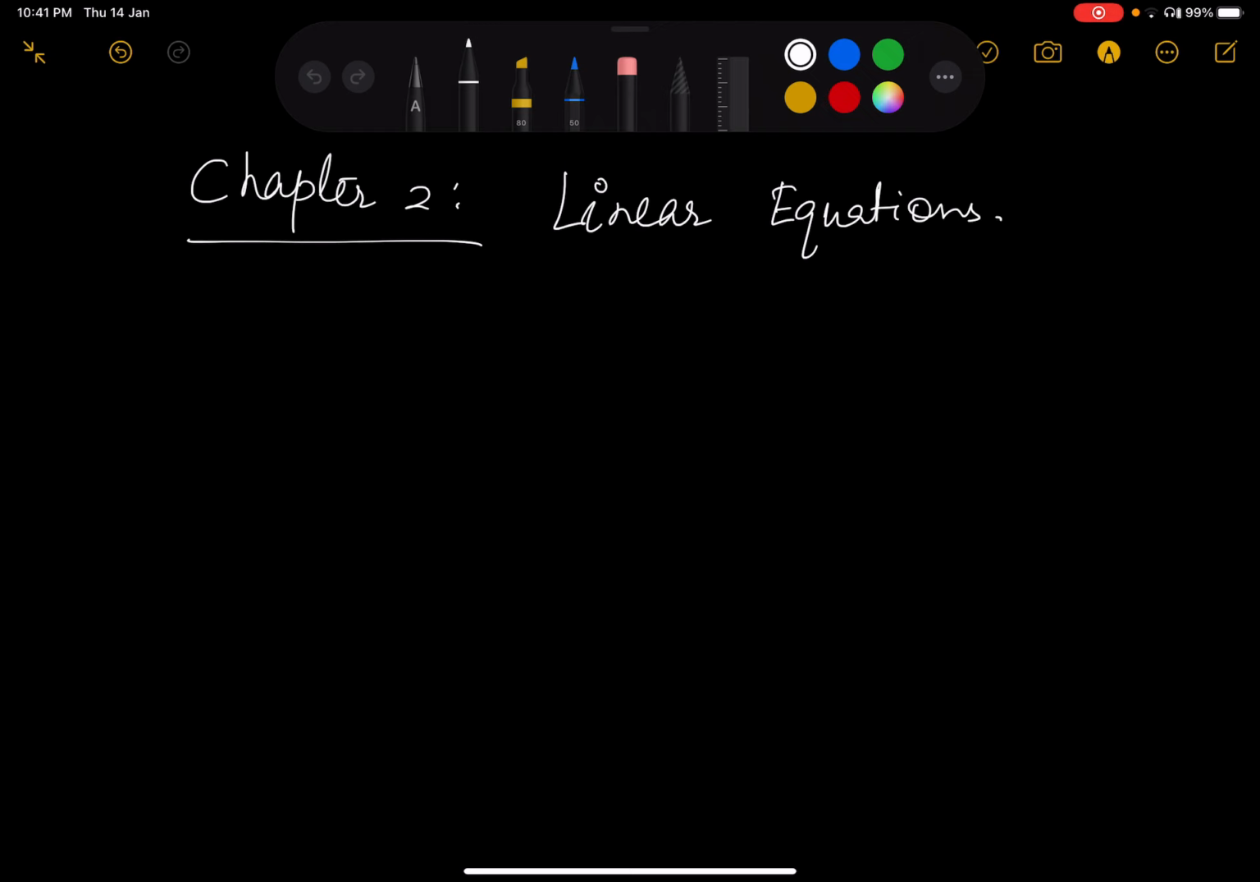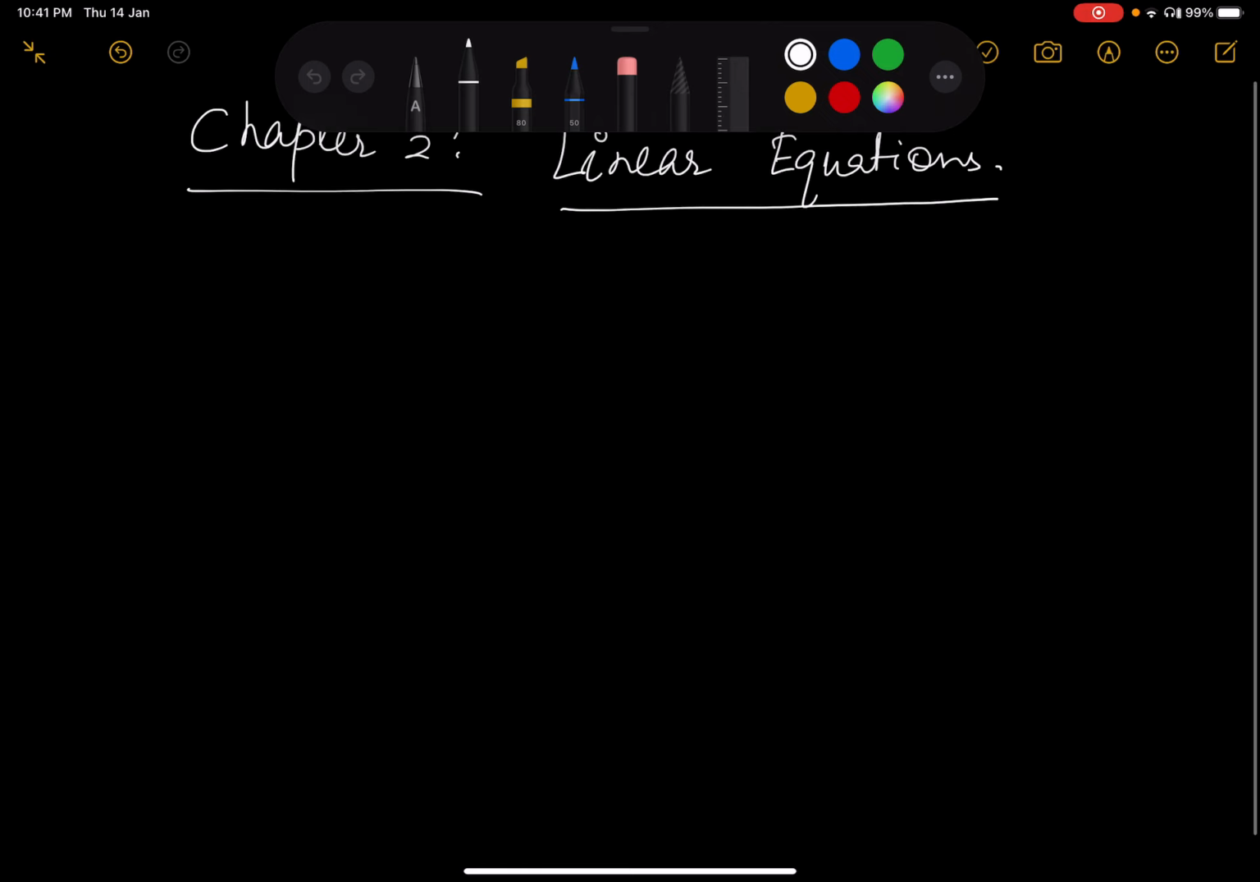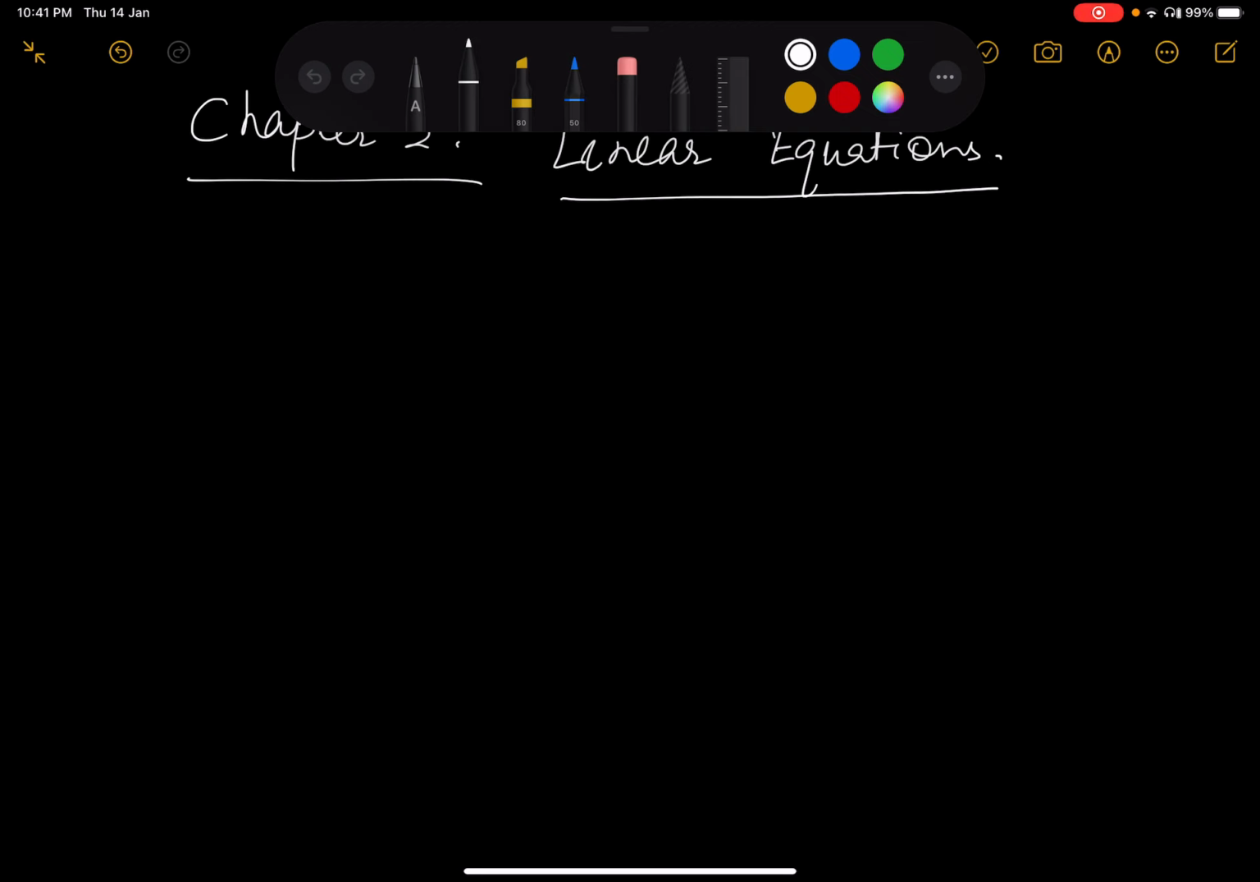Equations always contain an equals to sign. If we write this kind of expression, x plus 2 is equal to 1, this is the equals to sign. The expression on the left of the equals to sign is called the left hand side, and the one on the right of the equals to sign is called the right hand side.